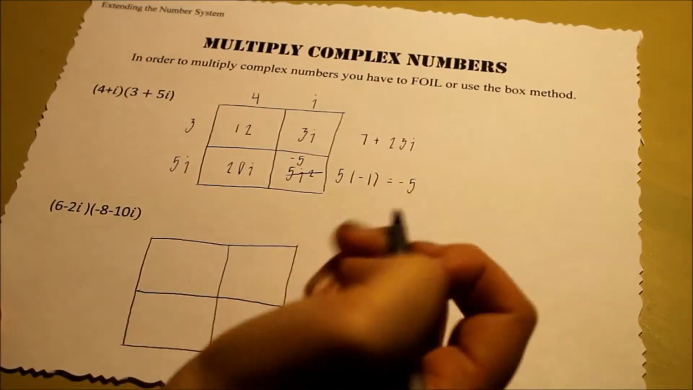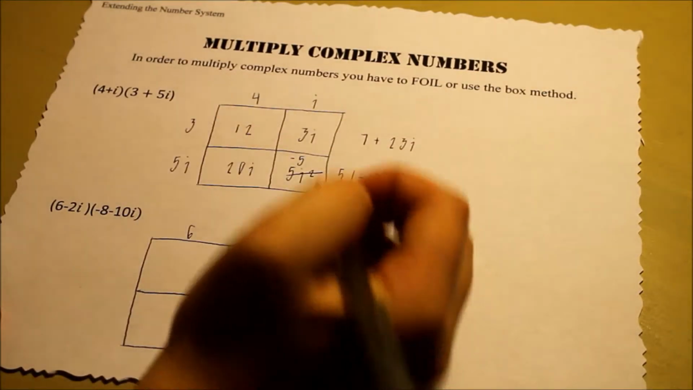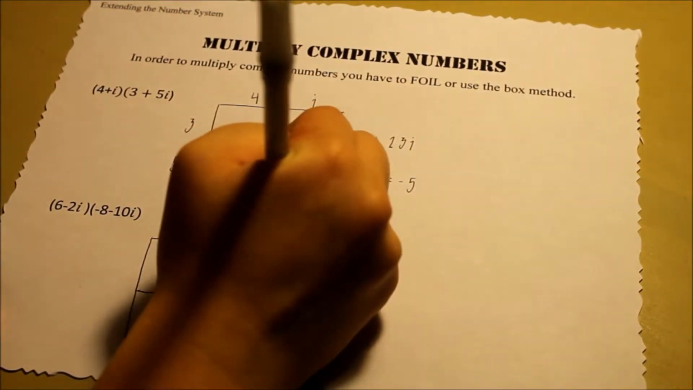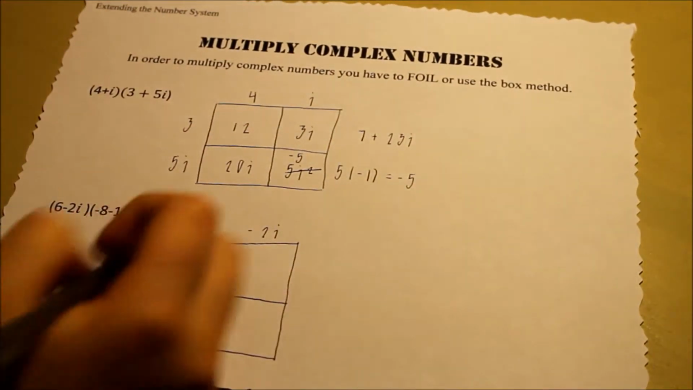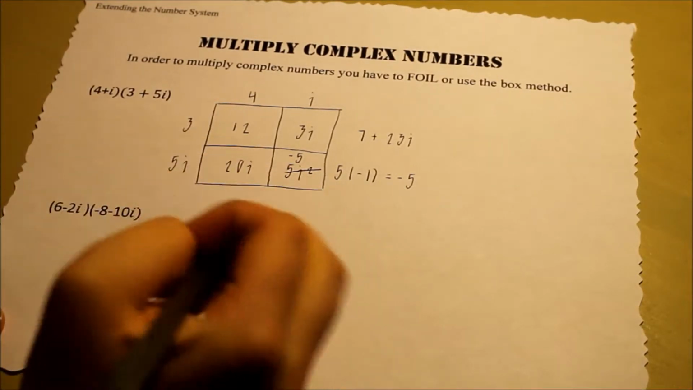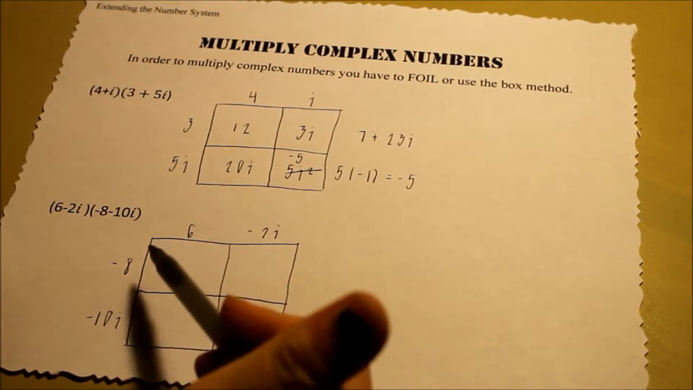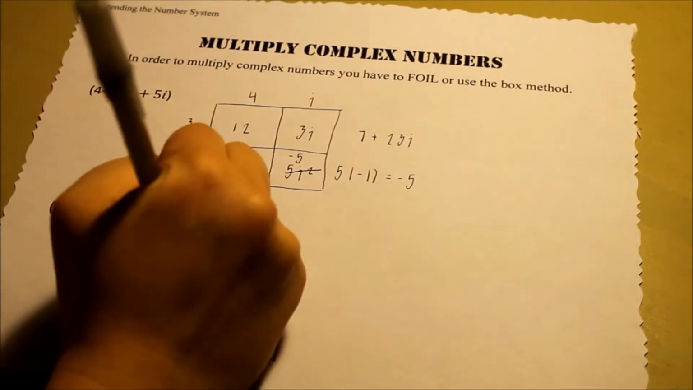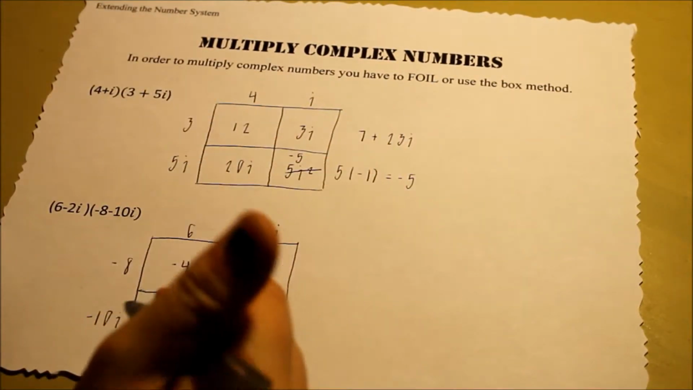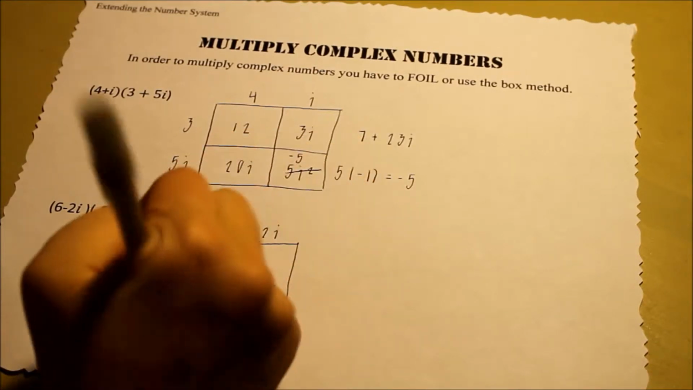And 6 minus 2i. So make sure you keep the negative with the 2i and keep the negative with the 8 and the negative with the 10i. So negative 8 times 6 is negative 48. Negative 10i times 6 is negative 60i.